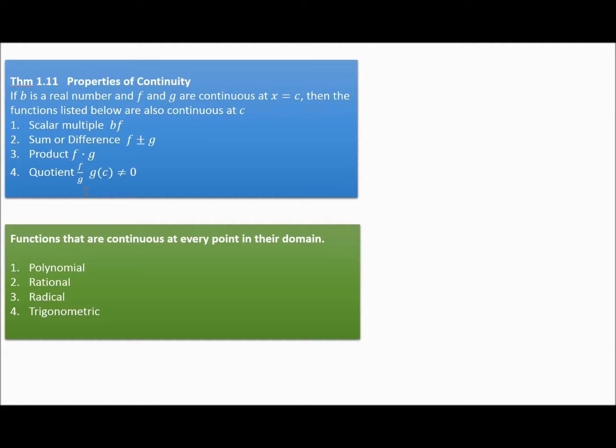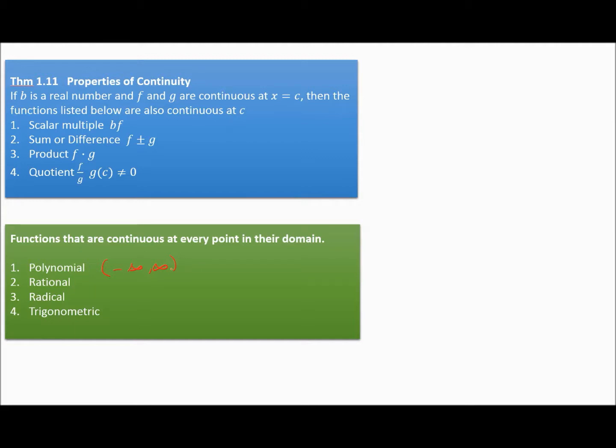Here's another part of that theorem, functions that are continuous at every point in their domain, okay? So polynomial functions are continuous. Not only are they continuous at every point in their domain, but look, they're continuous from negative infinity to infinity, which is pretty cool. A polynomial is defined everywhere and continuous everywhere.